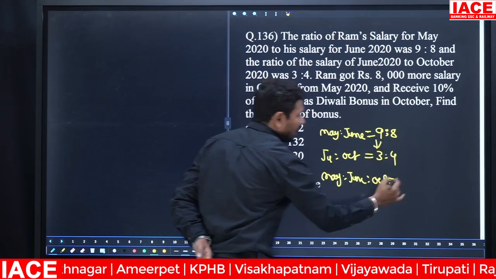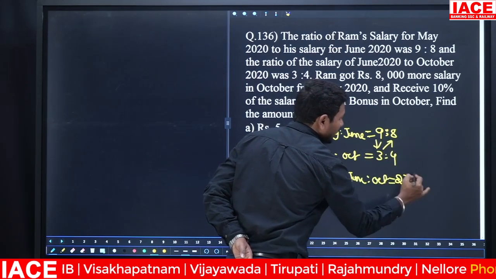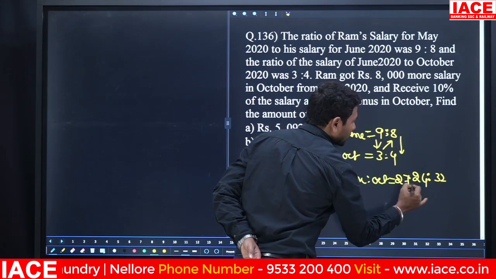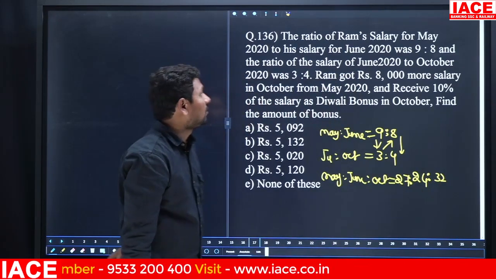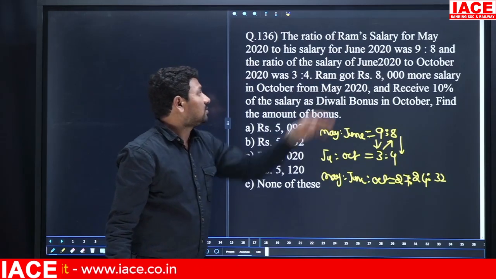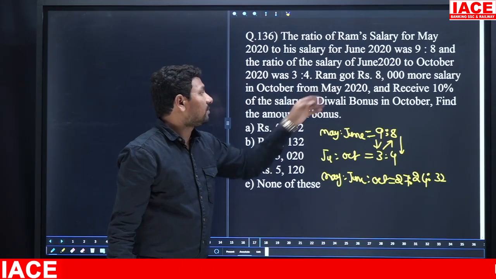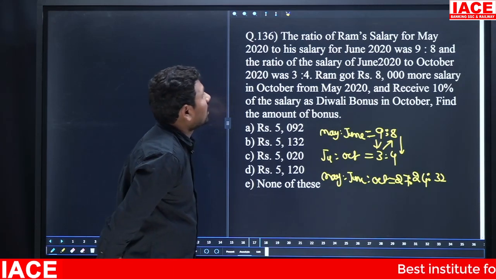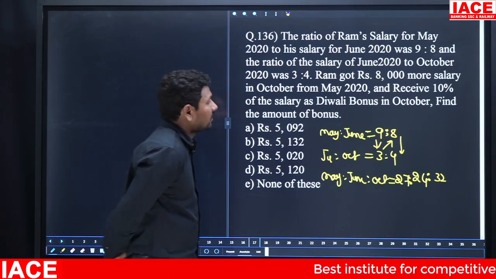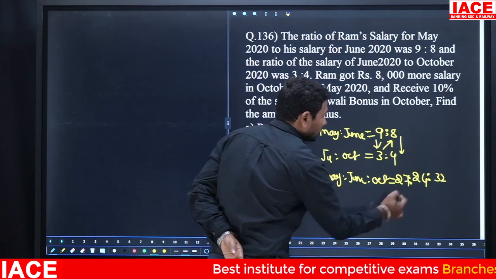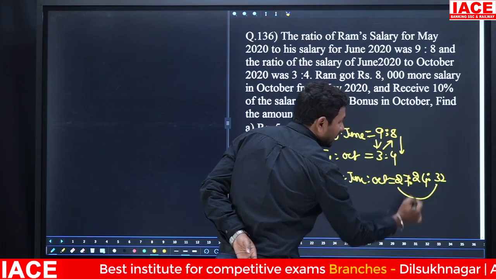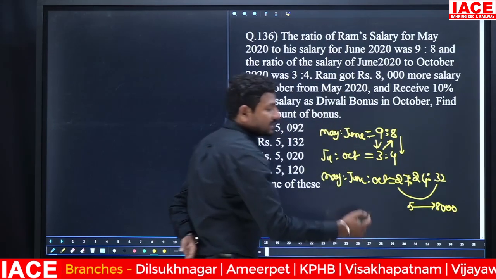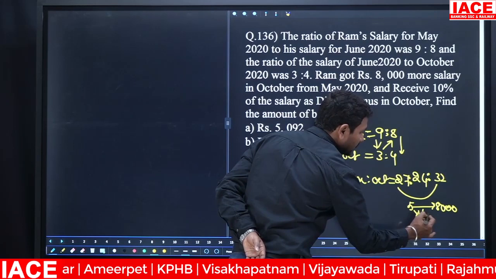Here 9 3s value is 27, 3 8s value is 24, 8 4s is equal to 32. 27, 24, 32 overall. Then Ram got 8,000 rupees more salary in October than May 2020. Comparing May to October, how many parts extra? Here 5 parts extra. 5 parts is equal to 8,000 rupees, so 1 part is equal to what? 1,600.